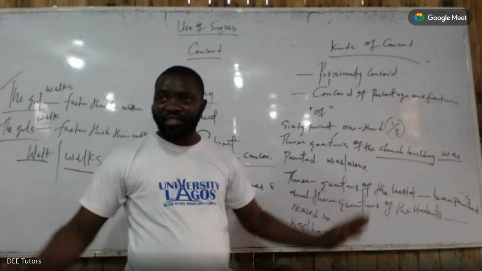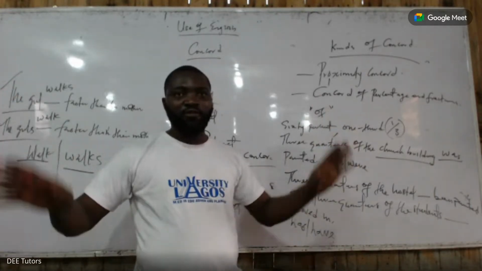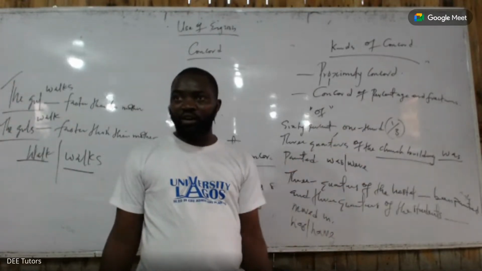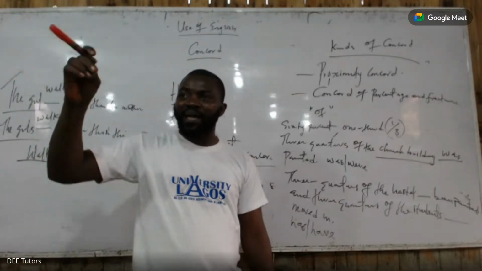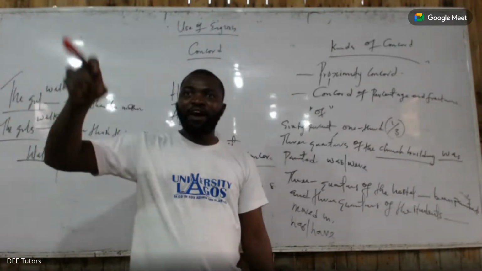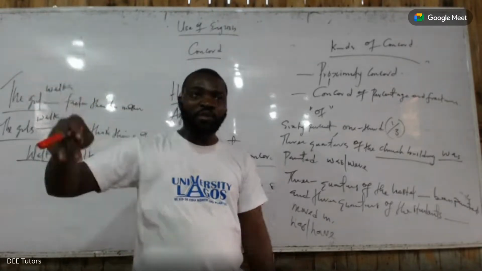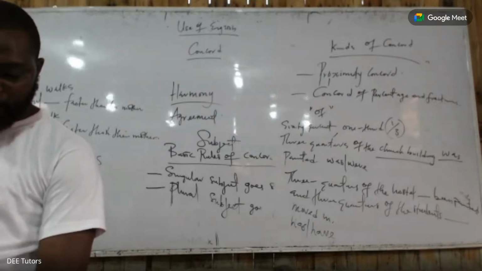No. That is what we refer to as Concord of percentages and fraction. Anytime we have percentage or fraction as the subject of a sentence, and it is immediately followed by what? Of. The verb to be used is determined by the noun or pronoun that comes after that what? Of. If the noun or pronoun is singular, the verb will be singular. If the noun or pronoun is plural, the verb will be what? I hope that is taken.